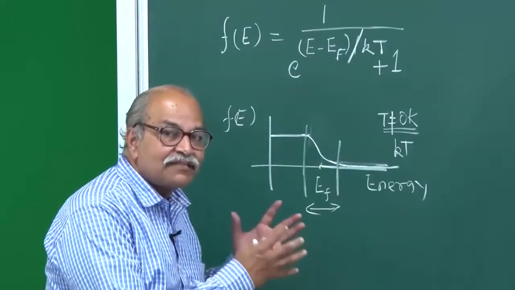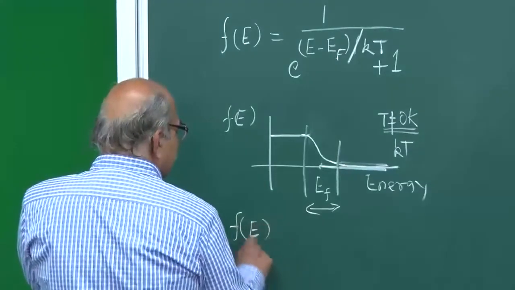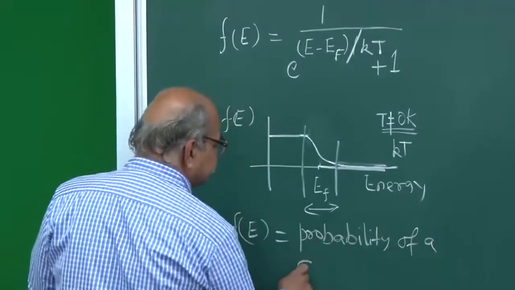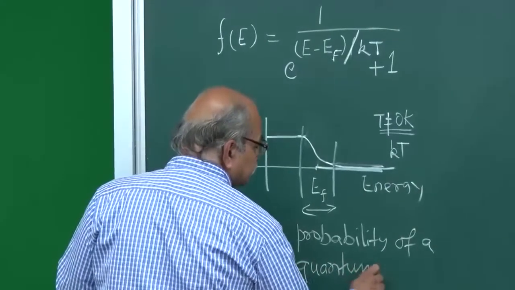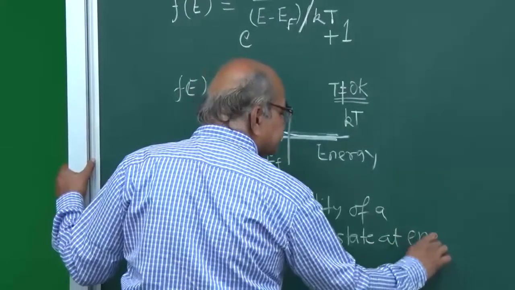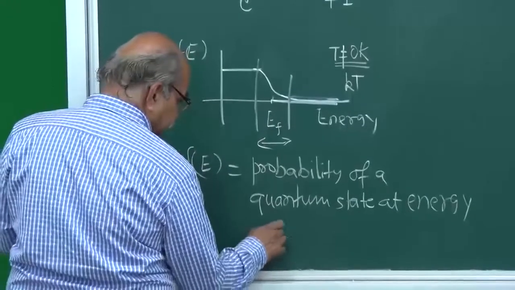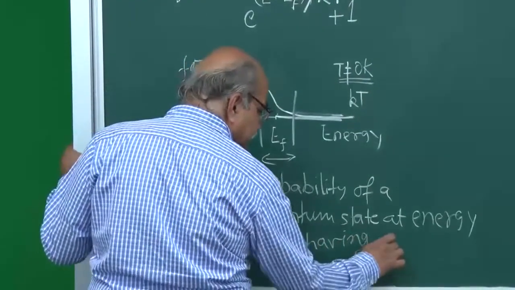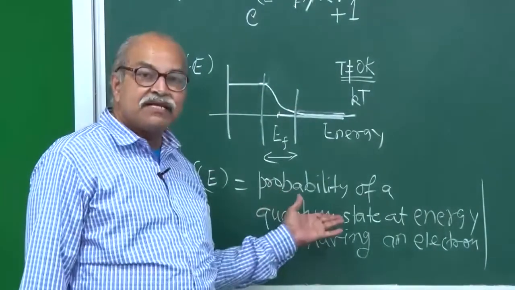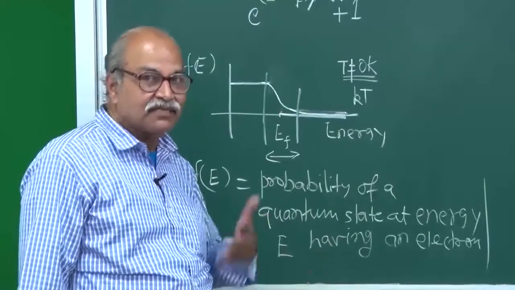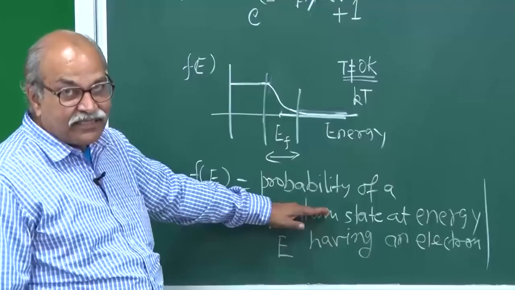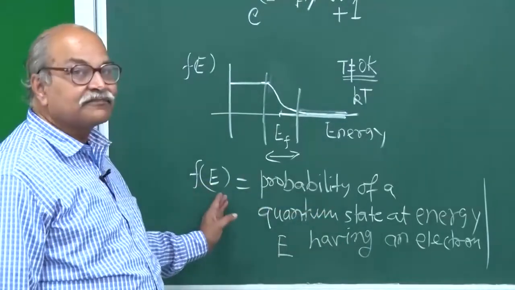Now, in our context, what is this function? This function F(E) is the probability of a quantum state at energy E having an electron. You remember no quantum state can have more than one electron. So either it has an electron or it does not have an electron. So if the energy of that quantum state is E, then the probability that it does contain an electron is given by this function. Okay.